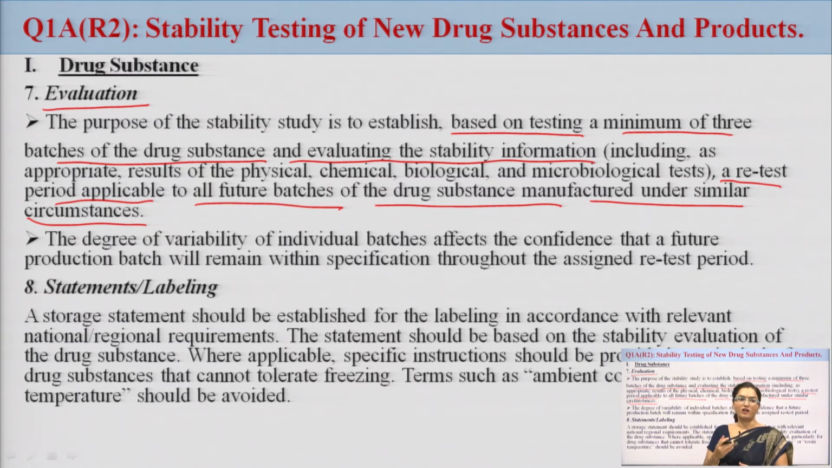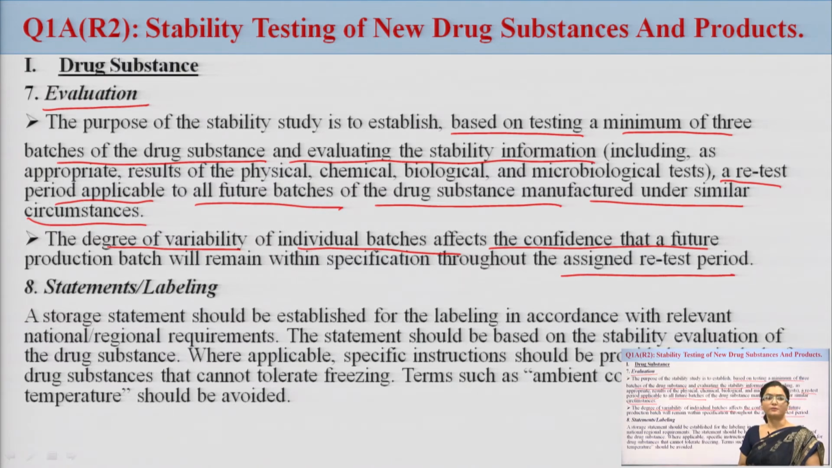So the data we have got from the long term study, from accelerated study, from intermediate study, from that data we establish the retest period for drug substances and shelf life for the drug product. So the degree of variability of individual batches affects the confidence that a future production batch will remain within specification throughout the assigned retest period. Next is statement and labeling.